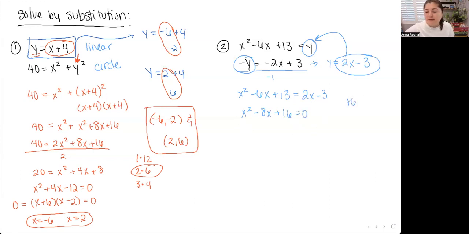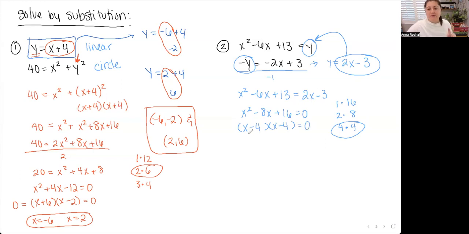So my factors of 16 are 1 times 16, 2 times 8, 4 times 4. And I know that just by looking at these, the only thing that's possible is my 4 and 4. So I'm going to do x minus 4 equals 0.